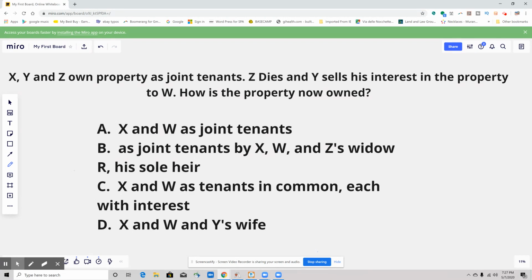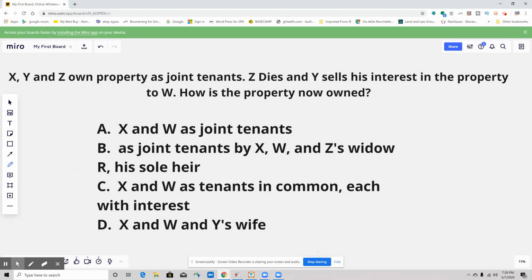It's a doozy. This was one I went over in my real live person class today, and students really had a head scratcher. They were trying to go through all the different scenarios, so let's jump right into it. X, Y, and Z, so three individuals, own a property as joint tenants. Z dies and Y sells his interest in the property to W. How is the property now owned?